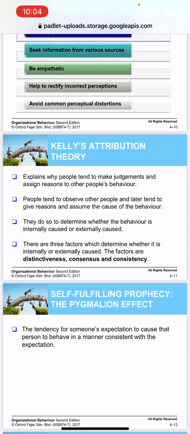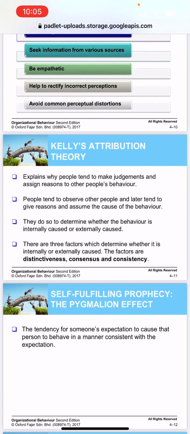Next is consistency. An individual who we are judging gives a similar reaction to different situations. If the person gives a similar reaction at other times, then the consistency is high. However, if the person does not, then the consistency is low. So based on these three factors, if Ahmad is someone who is always late in all situations, then the consistency is high. However, if he is only late in submitting his monthly report this one particular time, then the consistency is low.